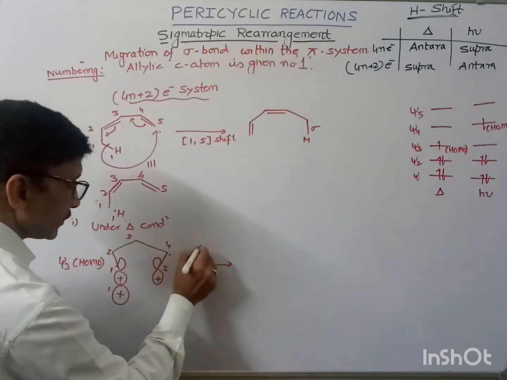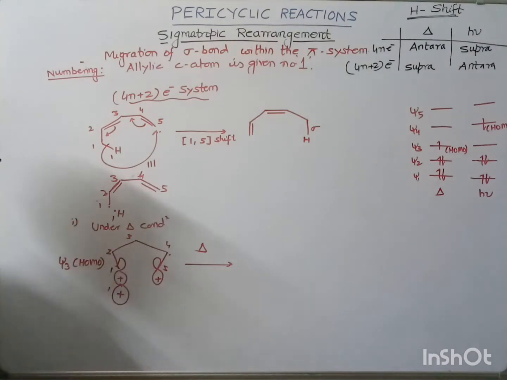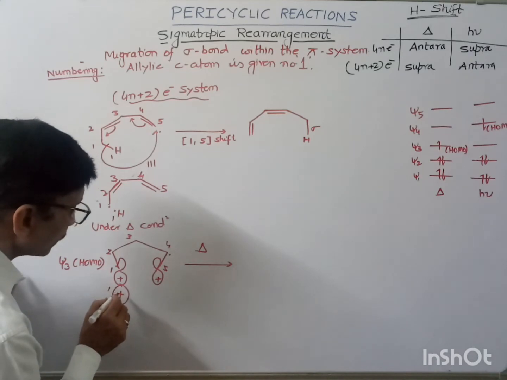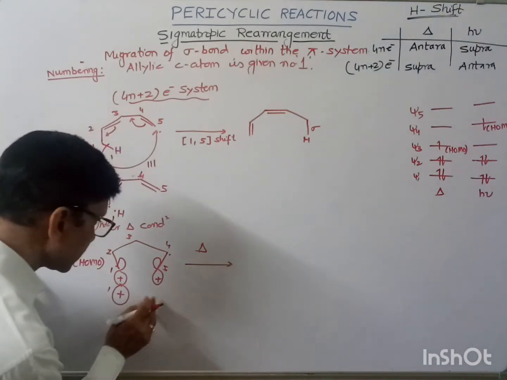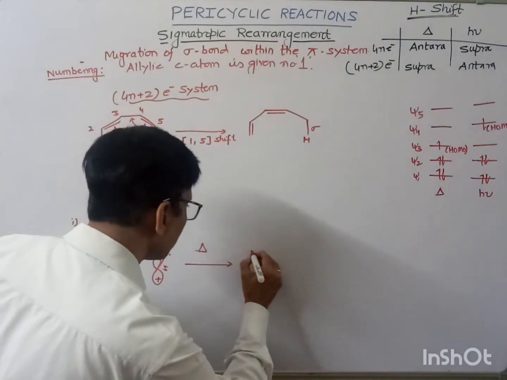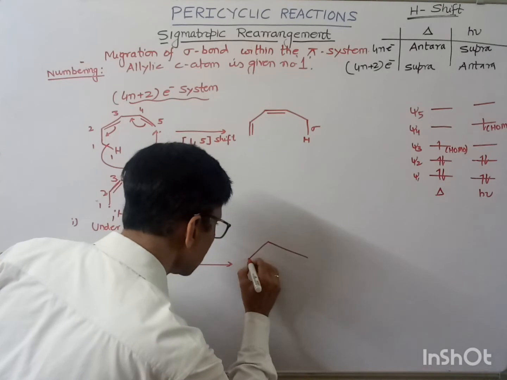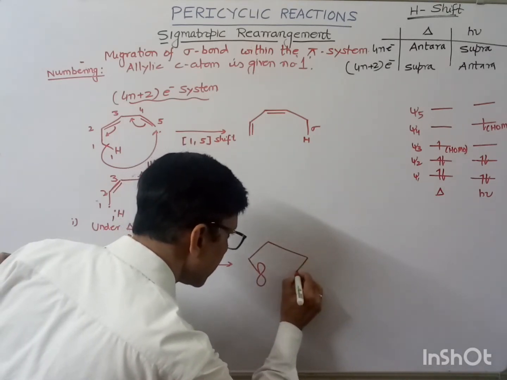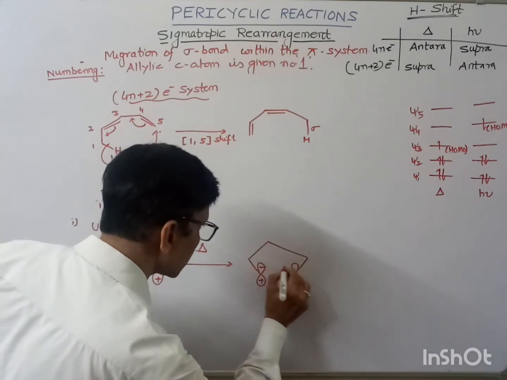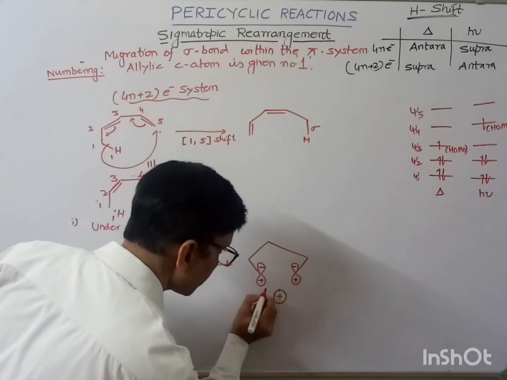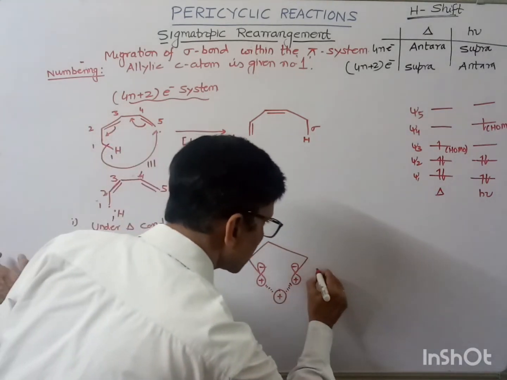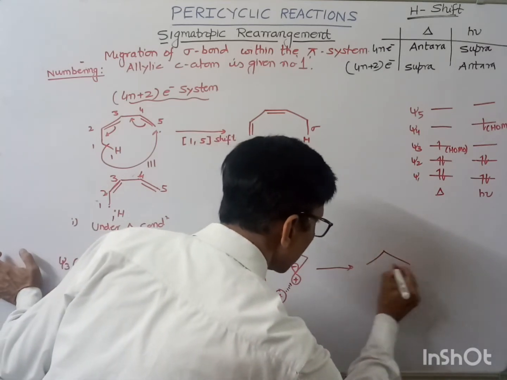Under thermal condition, psi3 would be the HOMO. So after breaking of this bond, it will attach to the 5th position. So it will migrate to the 5th position, and this migration may take place in what manner? It may take place in a suprafacial manner. So this migration plus interaction can occur in a suprafacial manner like this.